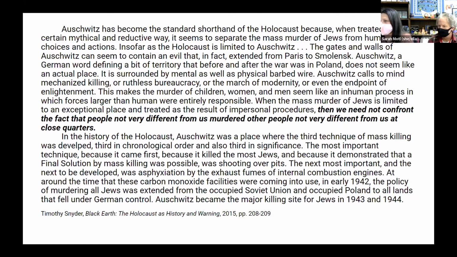The next most important and the next to be developed was asphyxiation by the exhaust fumes of internal combustion engines. At around the time that these carbon monoxide facilities were coming into use in early 1942, the policy of murdering all Jews was extended from the occupied Soviet Union and occupied Poland to all lands that fell under German control. Auschwitz became the major killing site for Jews in 1943 and 1944.